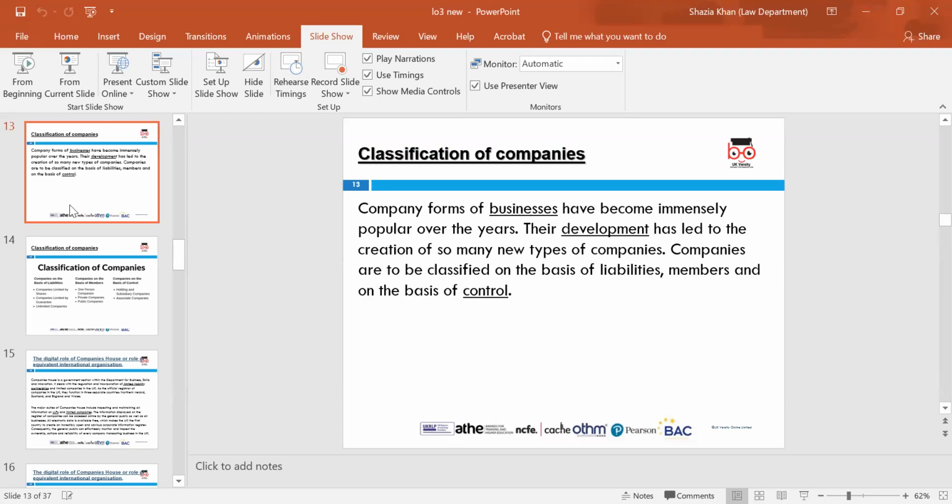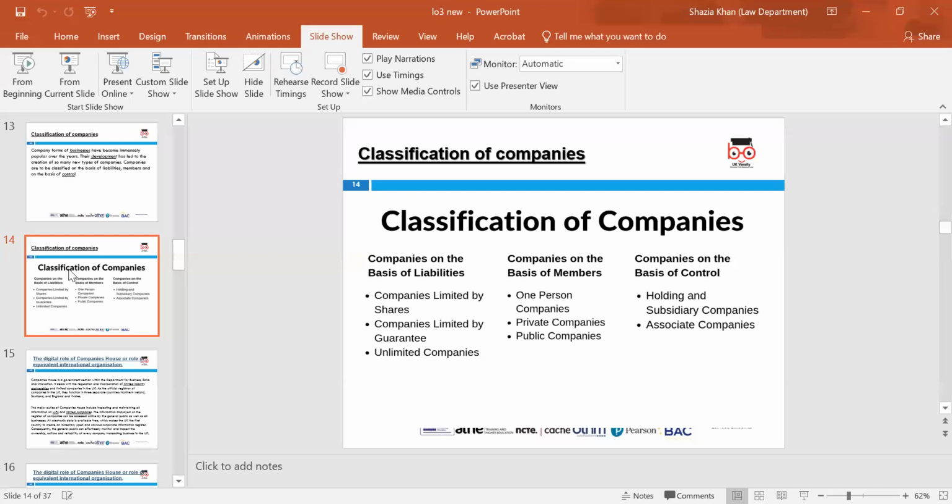Classification of companies. So company forms of business have become immensely popular over the years. Their development has led to the creation of so many types of companies. Companies are classified on the basis of liabilities, members, and control. So we've got a classification of companies there.